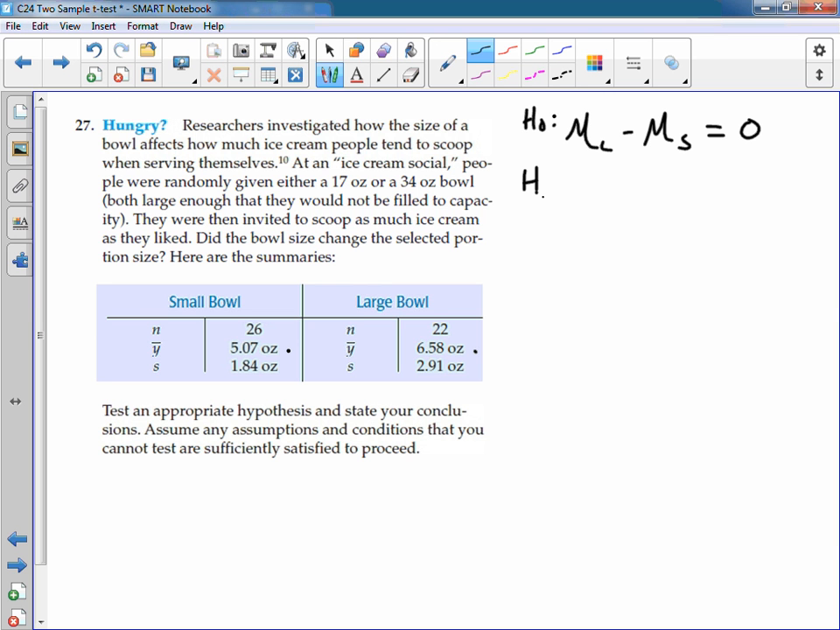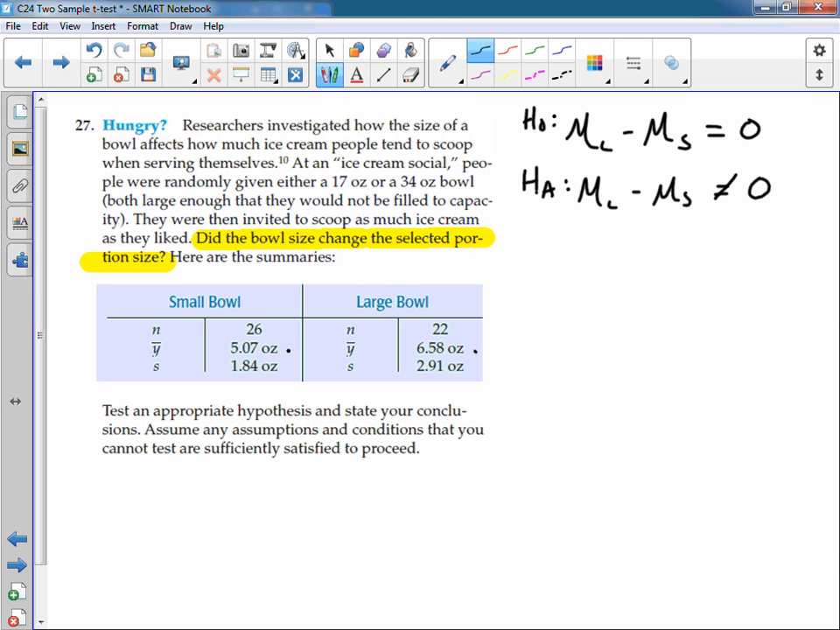Now, the alternative is kind of tricky here. You have to pay attention to the question that they're asking. Did the bowl size change the selected portion size? So it's not saying, did the larger bowl equate to more ice cream? They're actually asking if the bowl size influenced portion size. So we're going to say that the difference is not equal to 0. Okay?